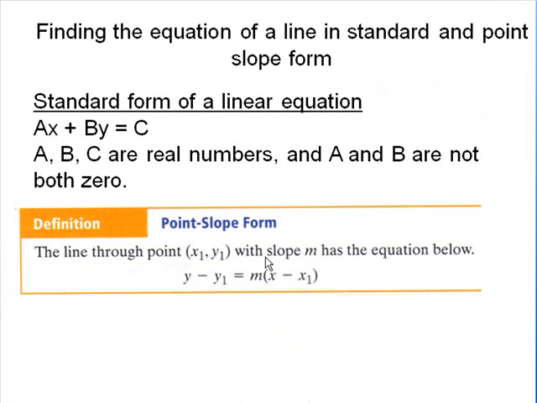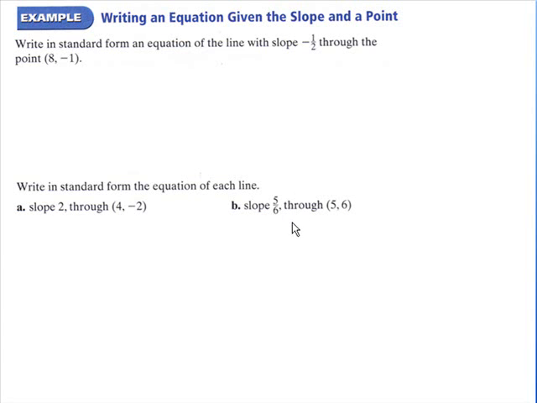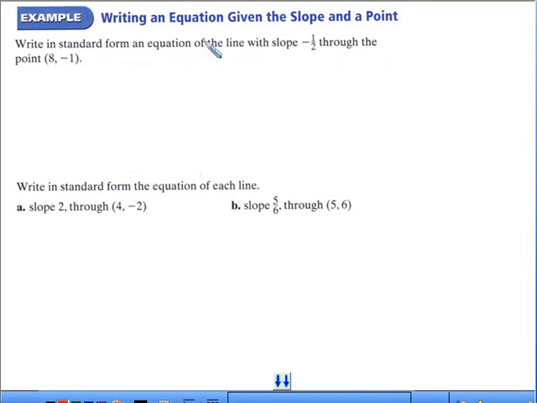So let's do some examples. Right here they want you to write an equation given the slope and a point. So write in standard form an equation of the line with slope -1/2 through the point 8 and -1. Since we have the slope and a point, we're going to use point slope form. Remember, y minus y1 is equal to m times x minus x sub 1.